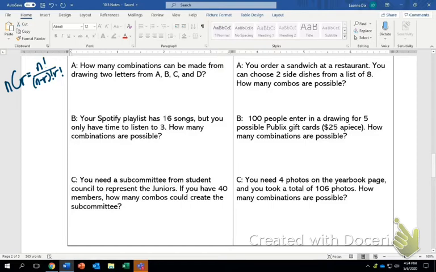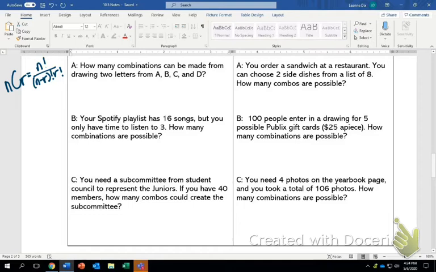So in 4.1a, it says how many combinations can be made from drawing 2 letters from A, B, C, and D. In this particular scenario, beforehand we had a word and we were rearranging the letters, so obviously order is important. But in this one, we don't really care about the order. We just care about pulling 2 of the letters. It doesn't specify anything, and it actually uses the word combination. So we know we have to use combination here.